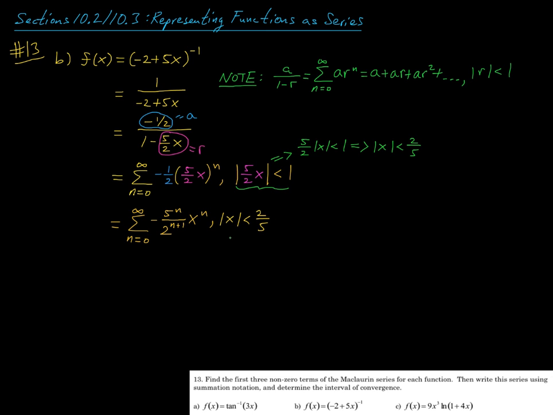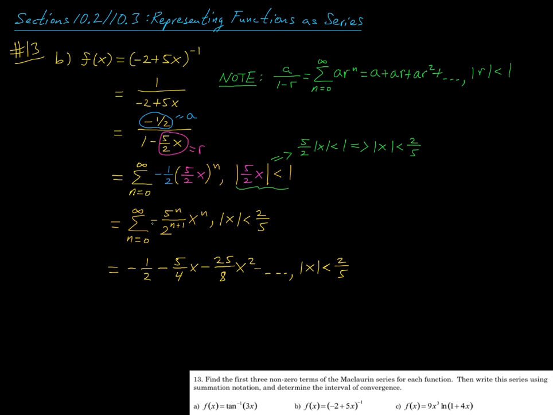All right. So this is our answer in summation notation. Let's expand it to get the first three non-zero terms. When n is 0, I get negative 5 to the 0, and that's just a 1, over 2 to the first, that's a 2, and then I get an x to the 0, which is 1. So I get negative a half when n is 0. When n is 1, I get minus 5 to the first over 2 squared. So that's minus 5/4, and then I get an x to the first. So that's minus 5/4 x.